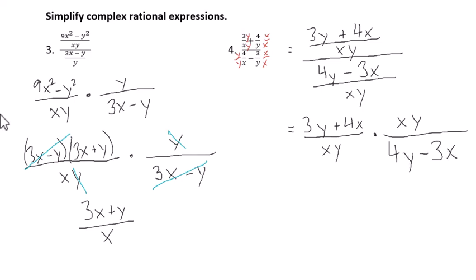And now I'm going to see if any terms can cancel out. You have an x and an x and a y and a y. So those all get canceled out. And now on top we have 3y plus 4x over 4y minus 3x. And that is it simplified. All right, let's look at another example.